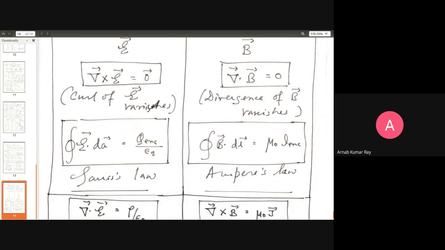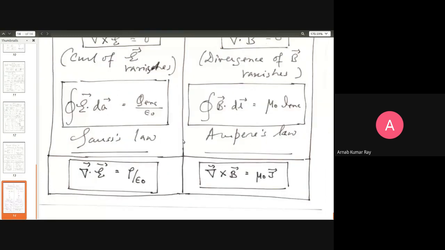And then Gauss's law in two forms, and Ampere's law in two forms. E dot dA is equal to charge enclosed by epsilon naught. B dot dl is mu naught I enclosed. Okay, and this is the integral form.